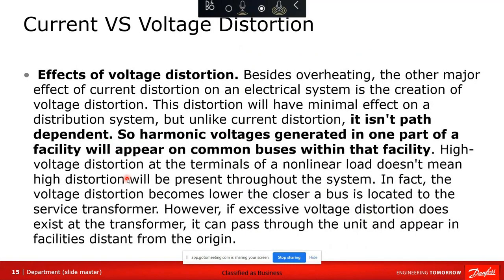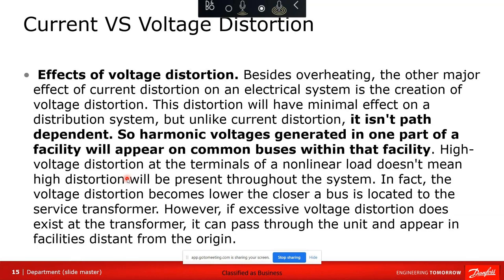It's the current distortion that actually generates the voltage distortion. So besides overheating, the other major effect of current distortion on the electrical system is the creation of voltage distortion. This distortion will have a minimal effect on the distribution system, but unlike current distortion, it isn't path dependent. So harmonic voltages generated in one part of a facility will appear on common buses within the facility. So if you think about it, the current distortion is going to be between the drive and the transformer and the cables right there. Voltage distortion is going to be between the drive and anything else that's connected to that bus, or potentially anything else that's within that facility.